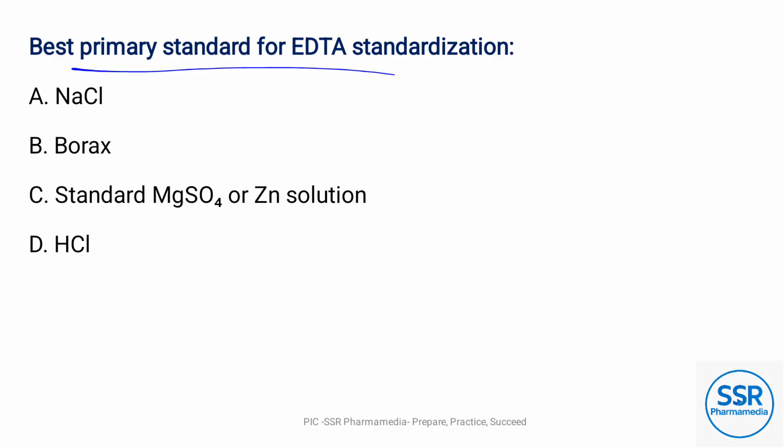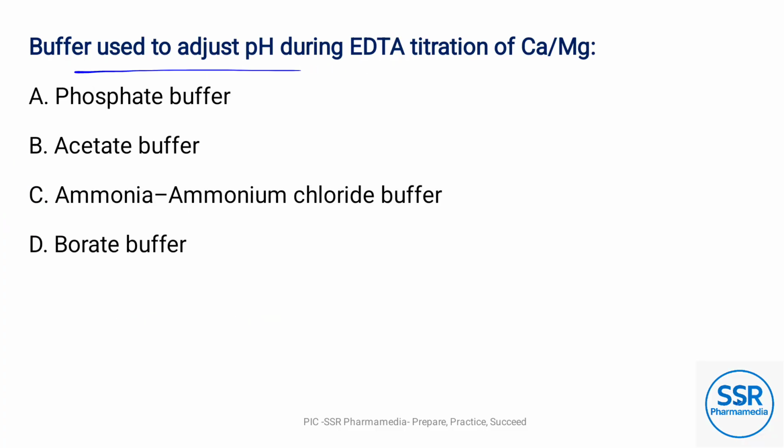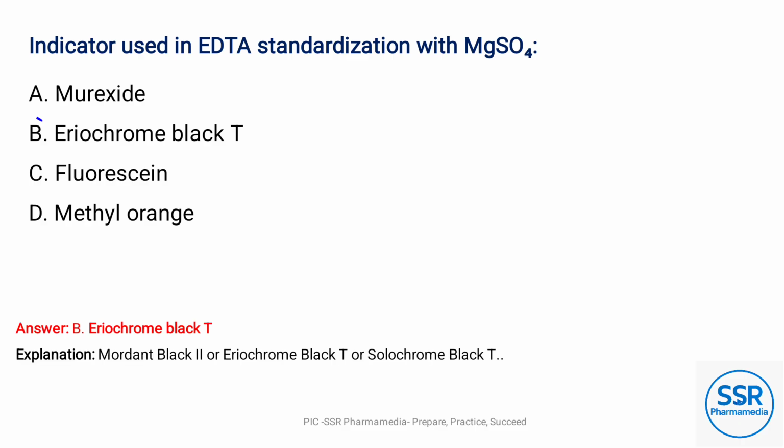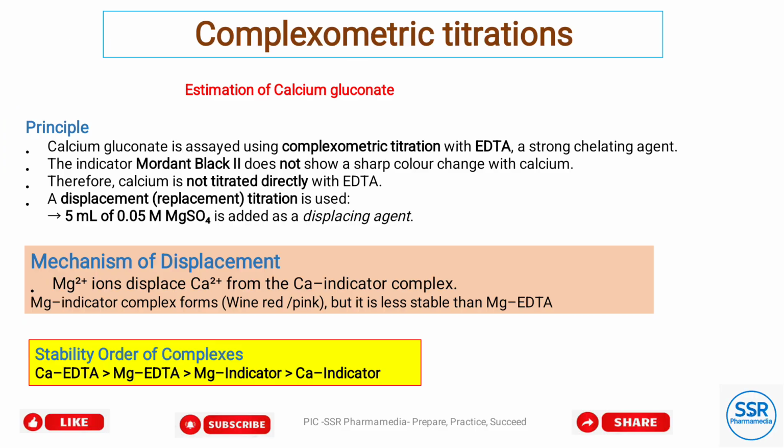Best primary standard for EDTA standardization. So option C, standard magnesium sulfate and zinc solution. Buffer used to adjust pH during EDTA titration of calcium and magnesium. So option C, ammonium chloride buffer. Indicator used in EDTA standardization with magnesium sulfate. So option B, Eriochrome Black T.